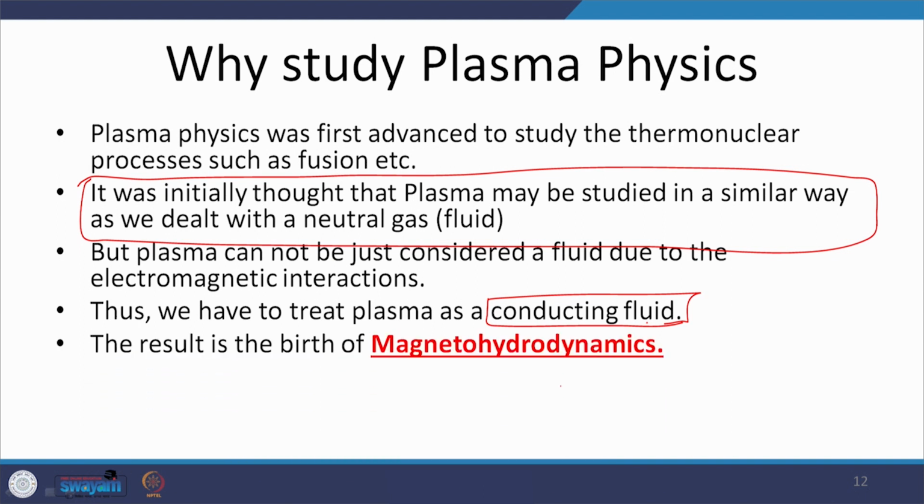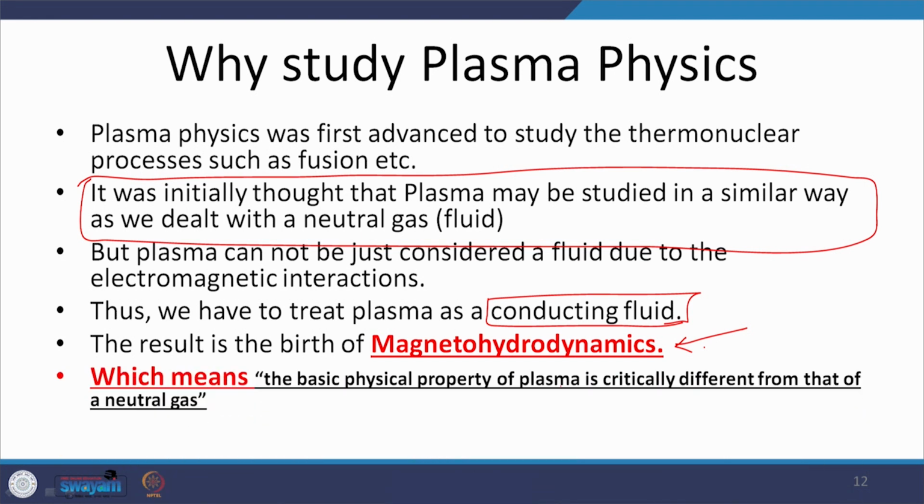So, you combine the laws of hydrodynamics and the laws of electrodynamics, you get what is called magnetohydrodynamics. This is the branch of physics which is used to understand the behavior and description of plasmas. Which means that the basic physical property of plasma is critically different from that of a neutral gas. We cannot simply use the kinetic theory of gases to understand plasma physics. So, this branch is critically different from the other branches.